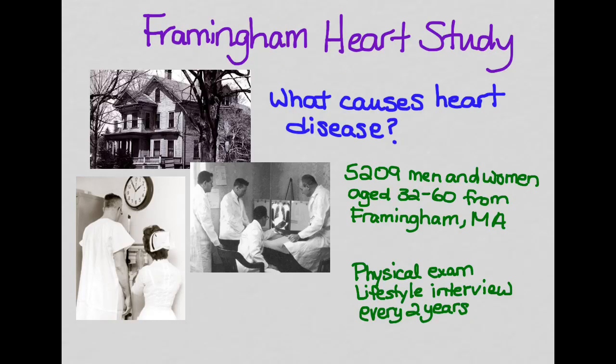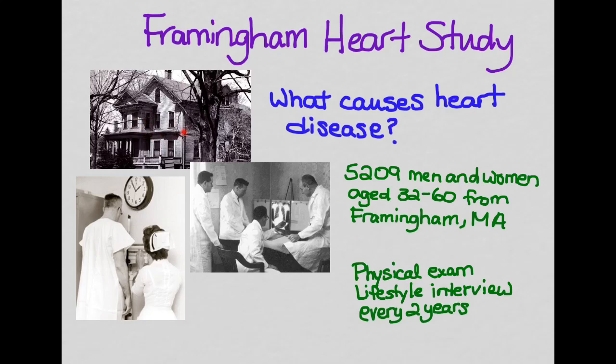The Framingham heart study recruited 5,209 men and women from Framingham, Massachusetts, and these were middle-aged adults. Every 2 years they did physical exams and lifestyle interviews. Because you have to remember, at this point the question was what causes heart disease, and they didn't know what kinds of things might be related to heart disease. So they had to collect lots and lots of data on possible relevant exposures so that they could ultimately identify what factors are related to the development of cardiovascular disease.